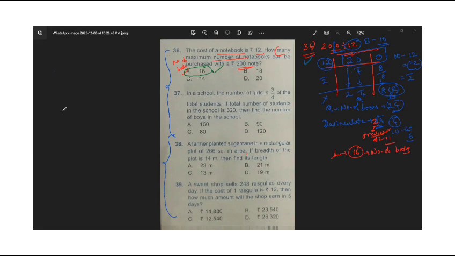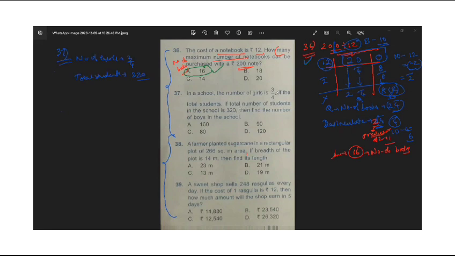Now let us go to the next one. This is the 37th question I'm going to solve. In a school, the number of girls is 3 by 4 of the total students. The total is also given. It is 320. Find the number of boys in the school.